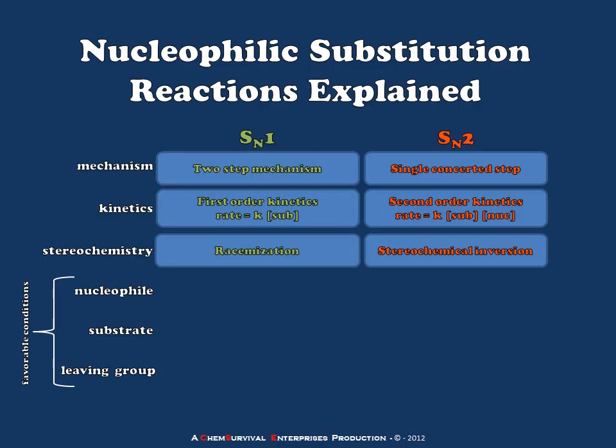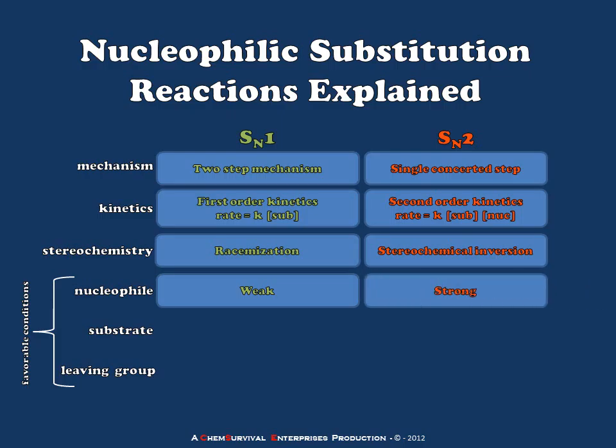As far as conditions which favor these two mechanisms, from the perspective of the nucleophile, the presence of a weak nucleophile will influence a reaction to run by the SN1 mechanism. This is because the nucleophile is less likely to attack before departure of the leaving group. As opposed to the SN2 mechanism, in which a strong nucleophile will favor this particular mechanism because it is more likely to attack before the departure of the leaving group.